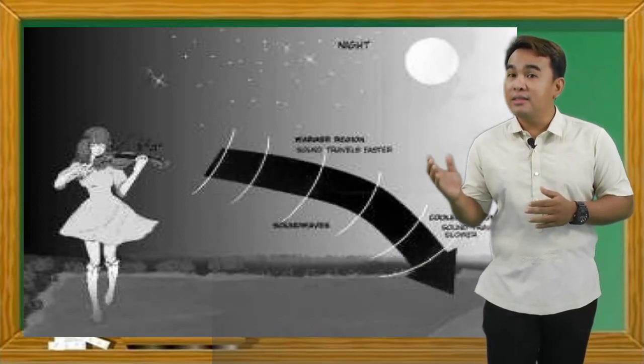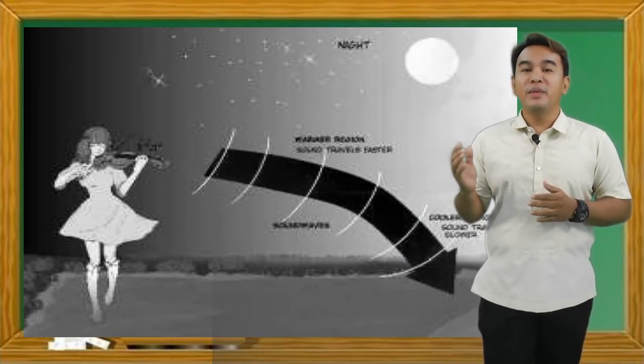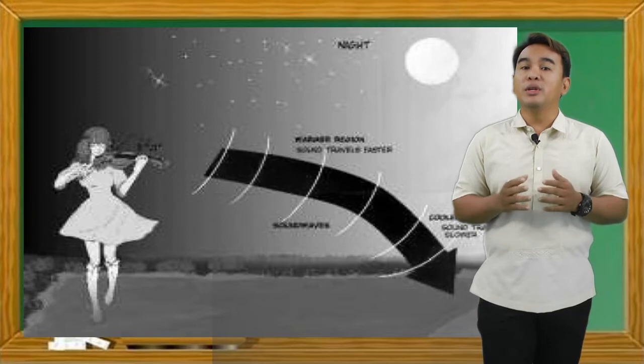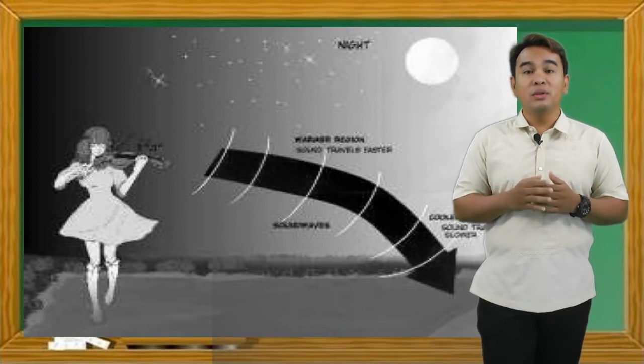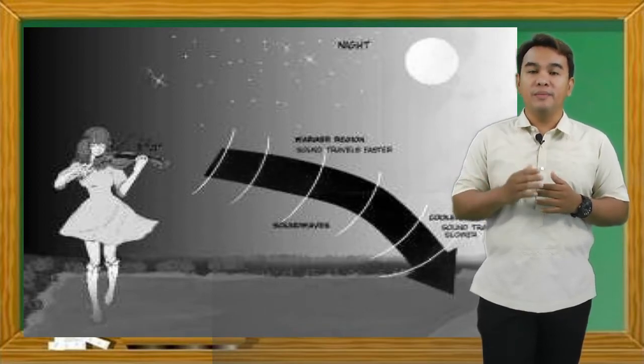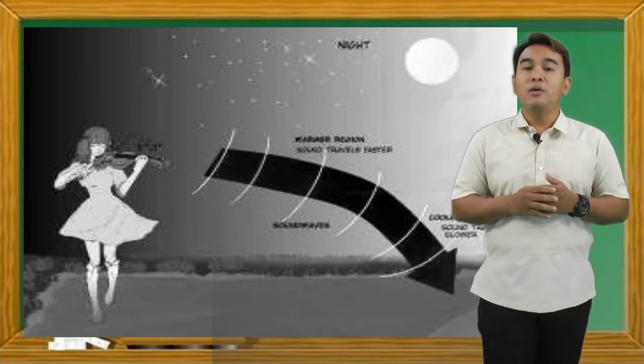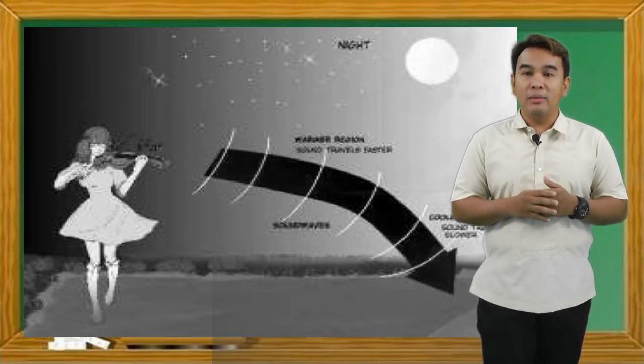On the other hand, during nighttime, the Earth's surface is cooler and the layer of air immediately above it is also cooler. As a result, sound travels faster at the higher altitude and is refracted or bent towards the ground.